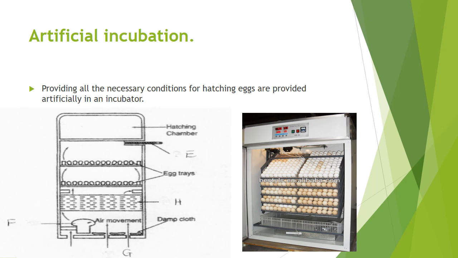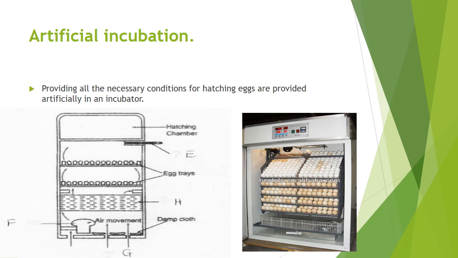And below the eggs, we have something known as warm water. The work of warm water is to distribute heat evenly. And the work of the thermometer is to check the temperature of the incubator. Then below that, we have the air movement and we have source of heat.